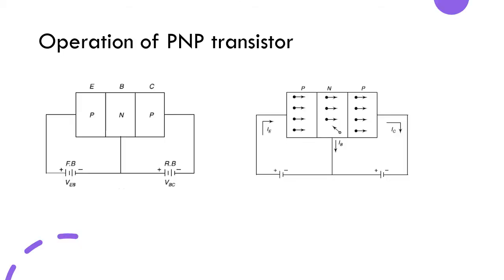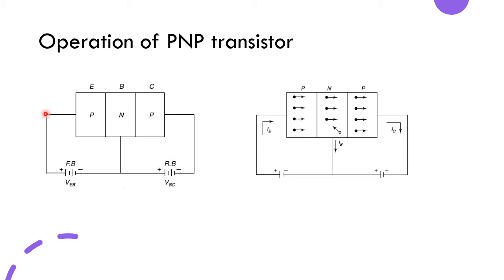And now the PNP transistor. So here in the PNP transistor, this is emitter, base, collector. And here also the emitter-base junction is forward biased and the collector-base junction is reverse biased.